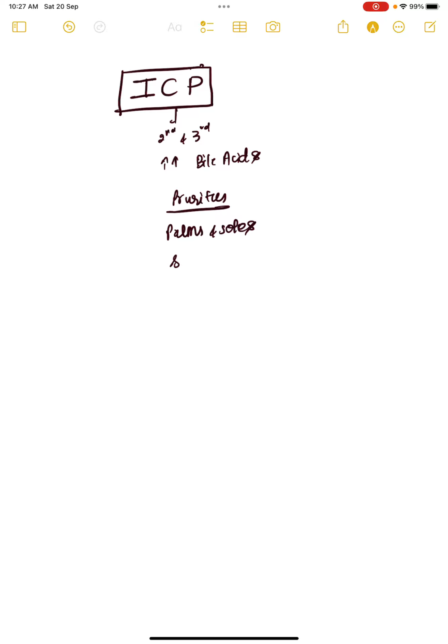If severe, there can be skin excoriation because of itching and pruritus. So how do you diagnose? It is mainly because of the increase in the bile acids.